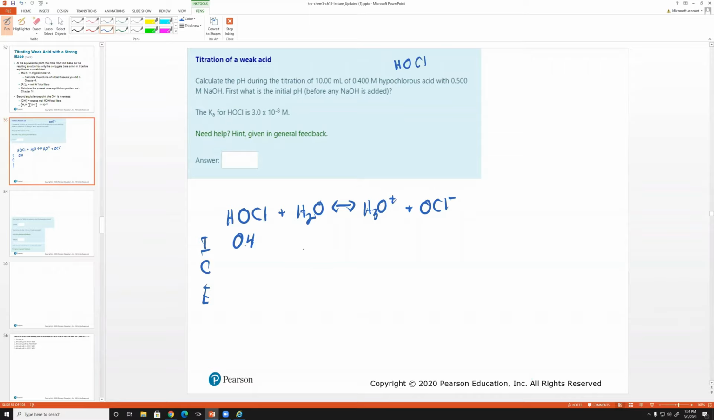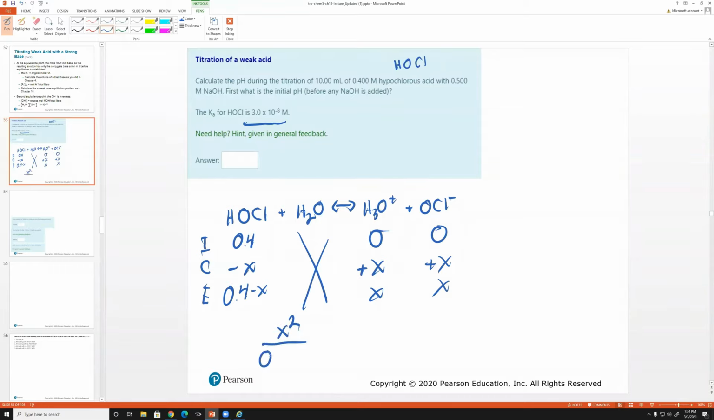So when we add stuff, automatically switch everything to moles. Water, we don't count for anything. This is 0 and this is 0. Then we're going to subtract some amount of the acid because some of it is going to dissociate. Based on the value of Ka, which is 10 to the negative 8, that number is not going to be very high. So we can say X is negligible because the initial concentration of acid is 0.4. That's high enough. And for the products, we have plus X and plus X. So 0.4 minus X, then X and X. Our expression for Ka is X squared divided by 0.4 minus X equals our Ka, 3 times 10 to the negative 8.